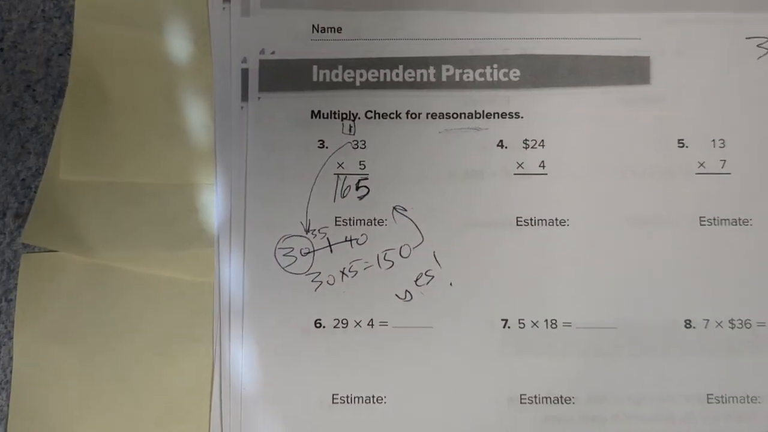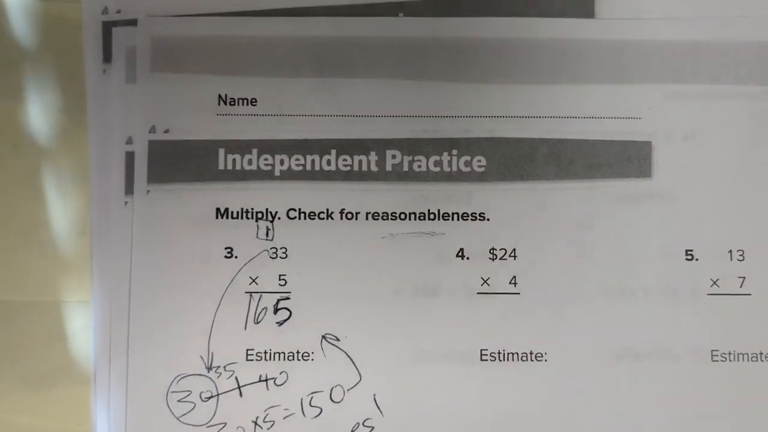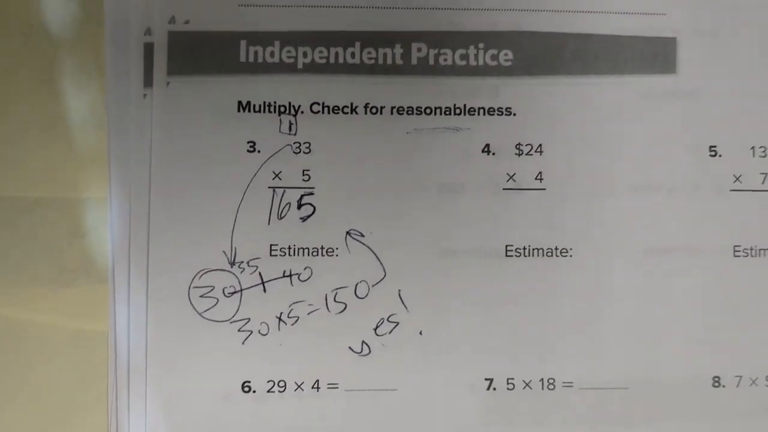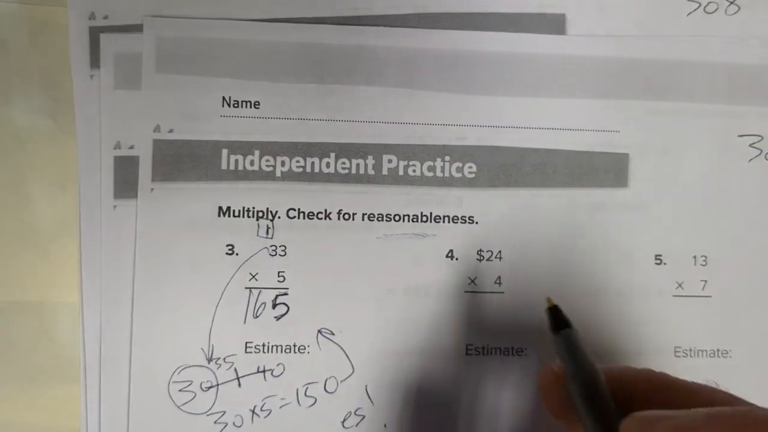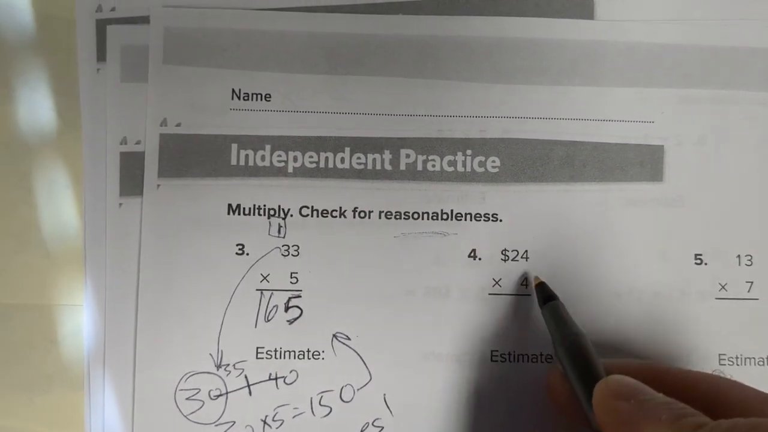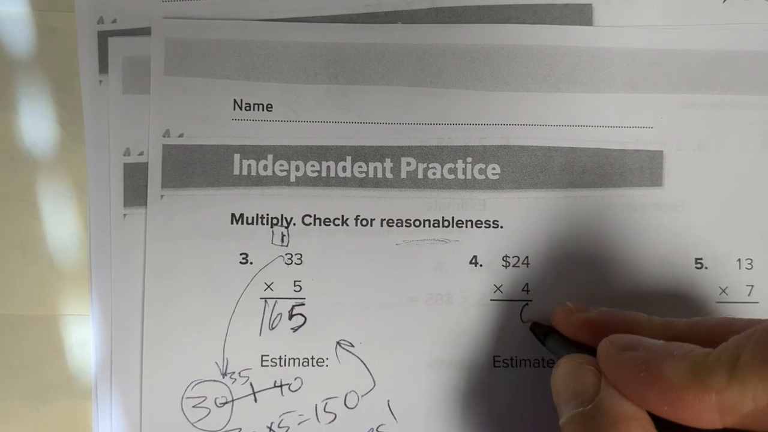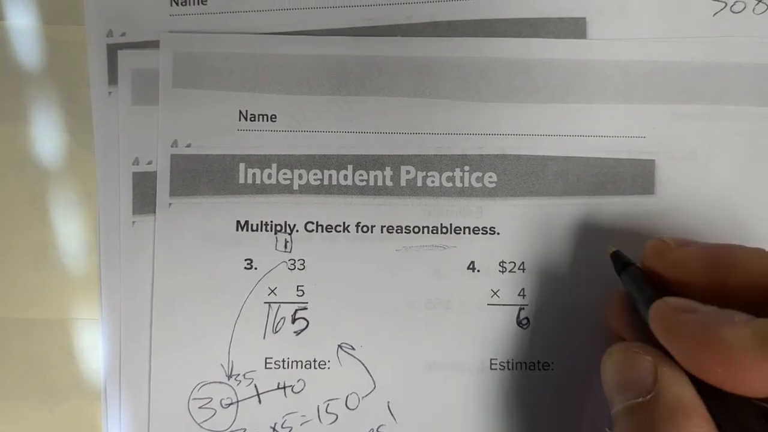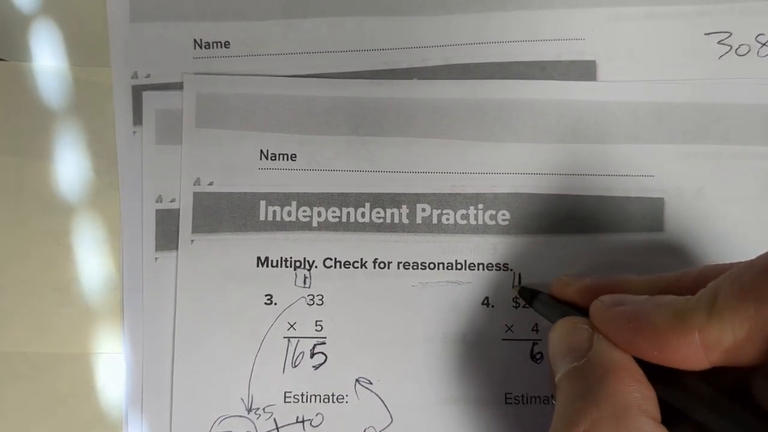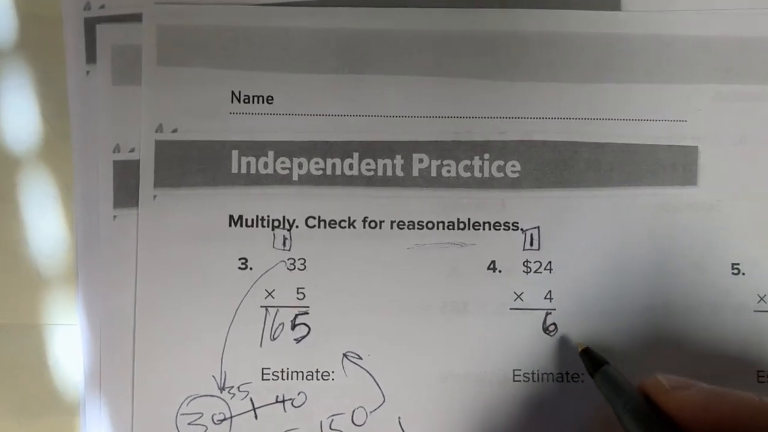Now we're going to try another sample problem with the regrouping. 24 times 4. Well, 4 ones times 4 ones is 16. So we have a 6 in the ones place, and the 10 comes up here. We save it for later.